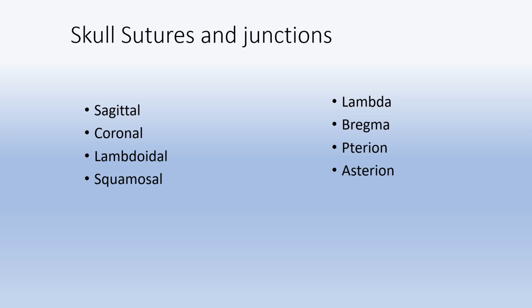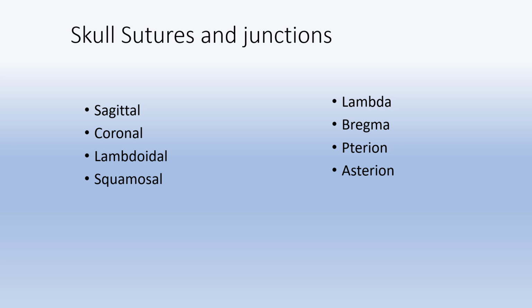So, skull sutures and junctions. We already covered the sutures: the sagittal, coronal, lambdoidal, and squamosal. The sagittal suture is on the sagittal plane between the parietal bones. The coronal suture is between the parietal bones and the frontal bone. The lambdoidal suture is between the occipital bones, the temporal bones, and the parietal bones. And the squamosal suture is largely between the parietal bones and the temporal bones, but also the sphenoid bone and the temporal bone.